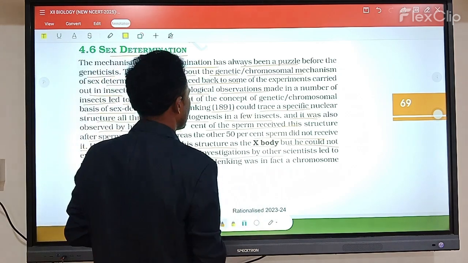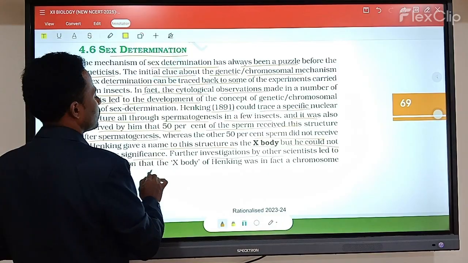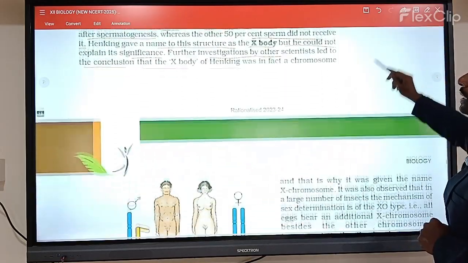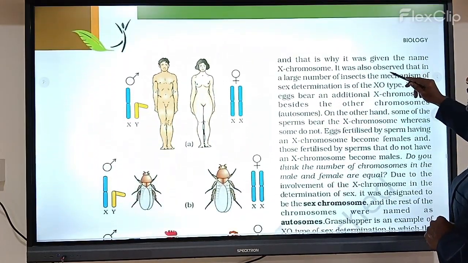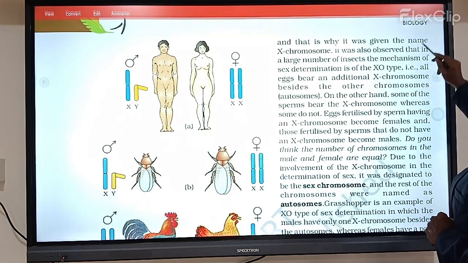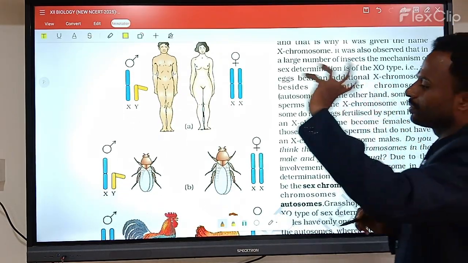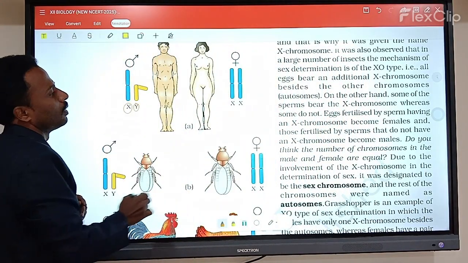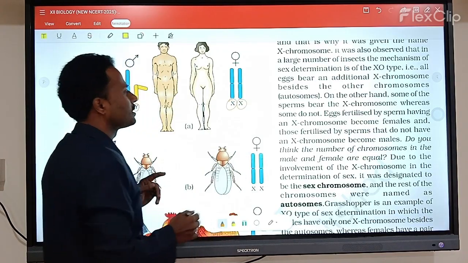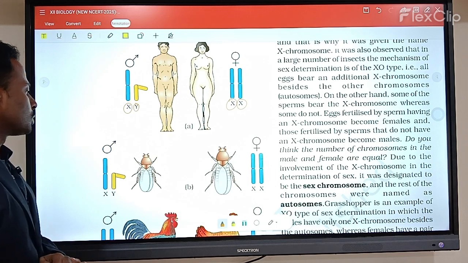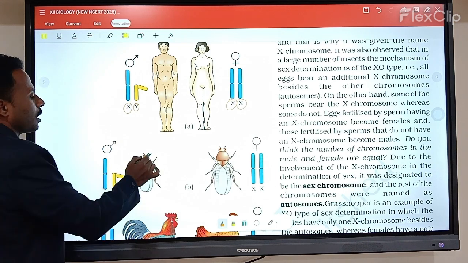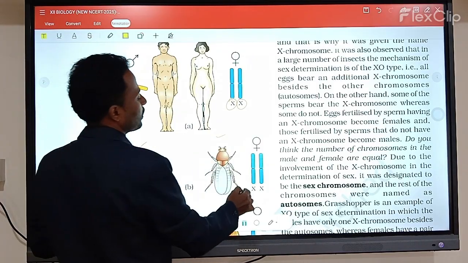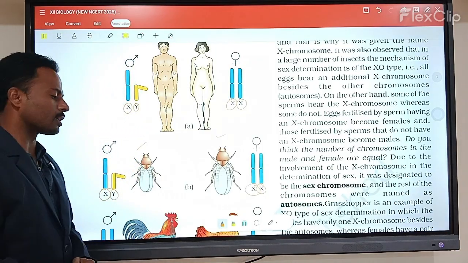The investigation of that scientist led to the conclusion that the X body of Henking was in fact a chromosome. He did not completely explain what the X body was, and that is why it was given the name X chromosome. Why X chromosome? Because they showed an X body; it is an X chromosome, and there is also a Y chromosome. Mostly the females are XX chromosomes. When you observe a male Drosophila and a female Drosophila, you see the X chromosome and Y chromosome in the male, and the female Drosophila has two X chromosomes.